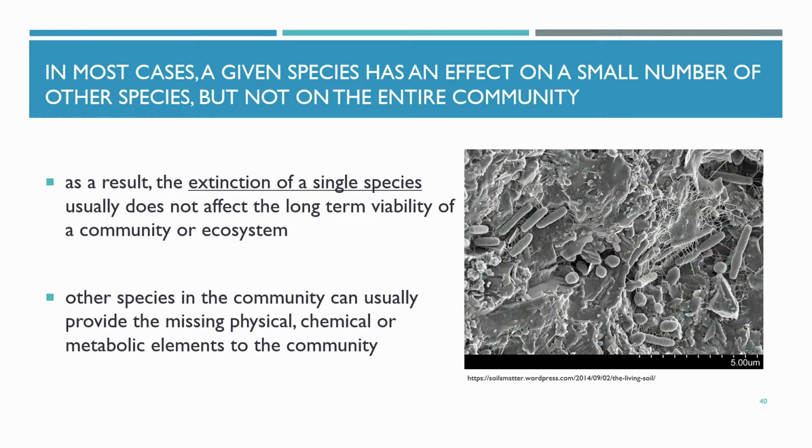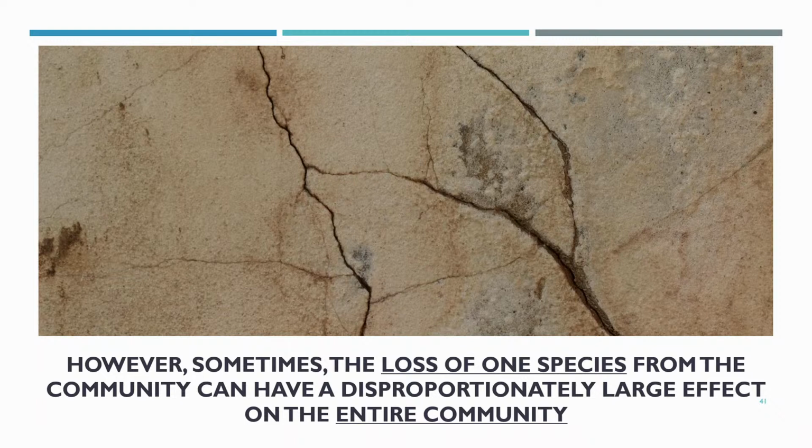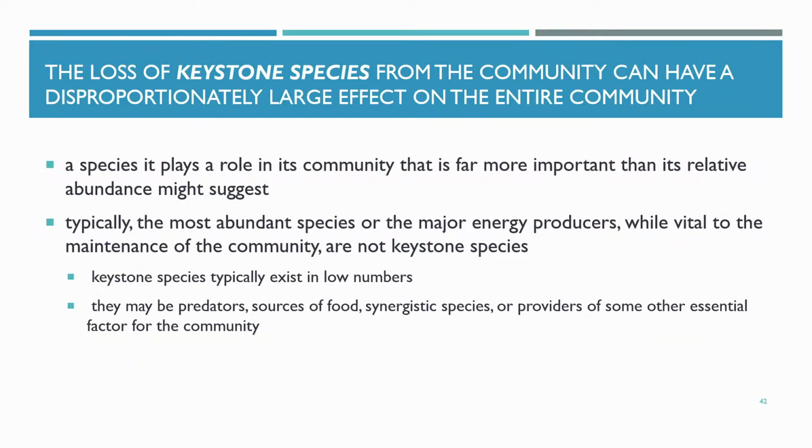That's why when you take broad-spectrum antibiotics, you're targeting a whole broad range of microorganisms, and that can affect the long-term viability of the system. Usually, other species in the community can provide the missing physical, chemical, or metabolic element that the now extinct species was providing. However, there's always an exception to every rule, and sometimes the loss of a single species from the community can have a disproportionately large effect on the entire community. That species is called a keystone species.